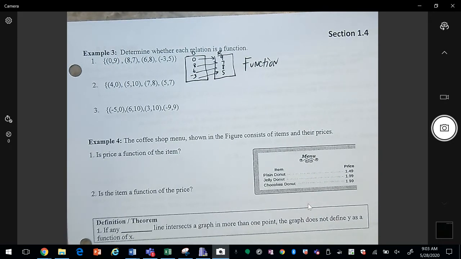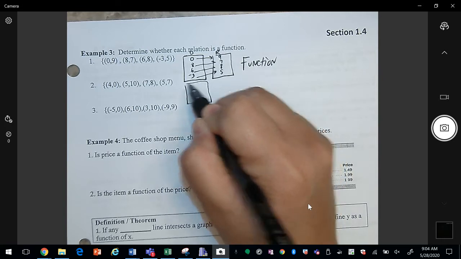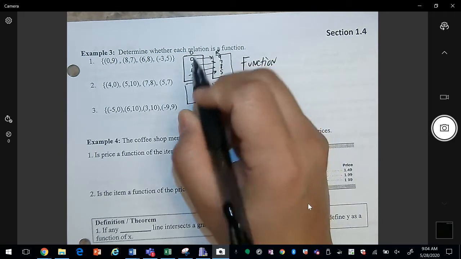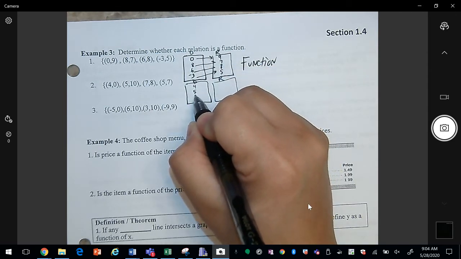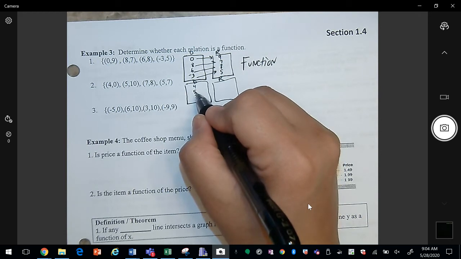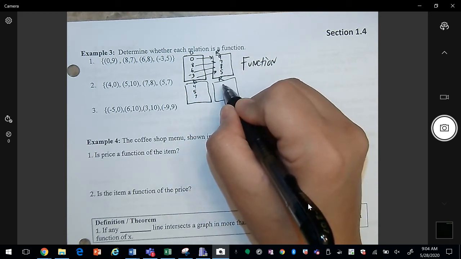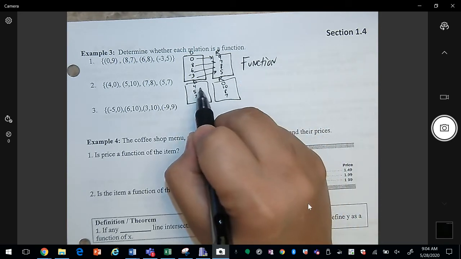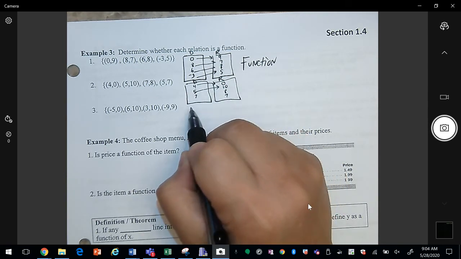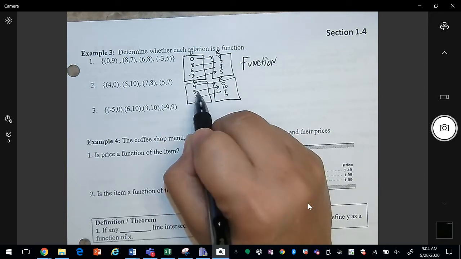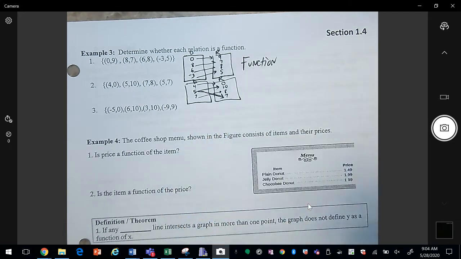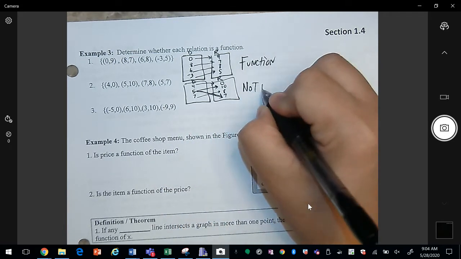Okay, number 2. Again, you can draw yourself a picture. Eventually, you won't need the picture, but for now, if you need it, it's fine. So the domain is 4, 5, 7, and then there's another 5. I'm not going to include it twice. And then the range is 0, 10, 8, and 7. So 4 is going to 0, 5 is going to 10, and then 7 goes to 8, and then 5 goes to 7. So notice that 5 is going to 10 and it's going to 7, so it's going to two different items. So we say this is not a function.